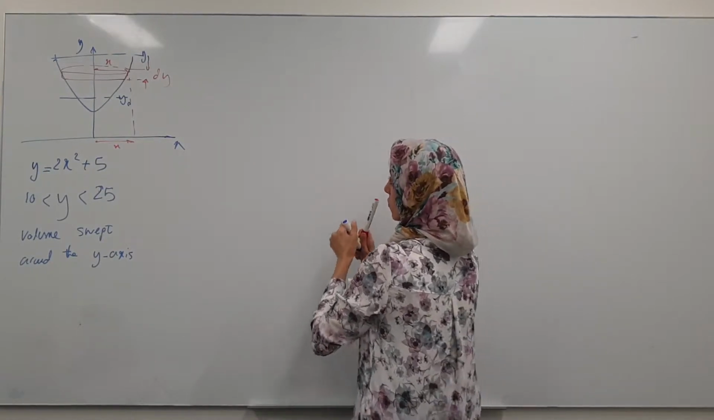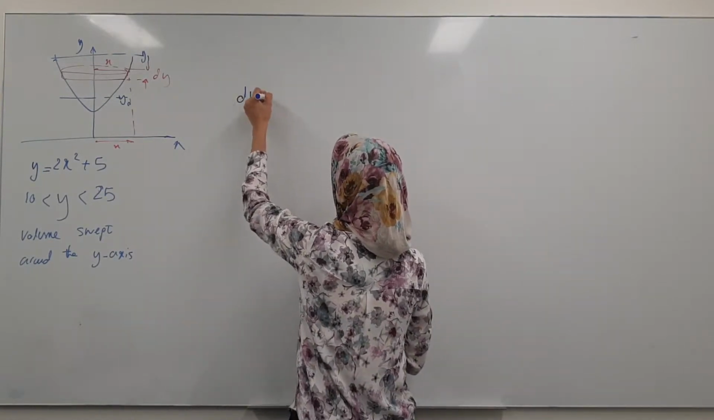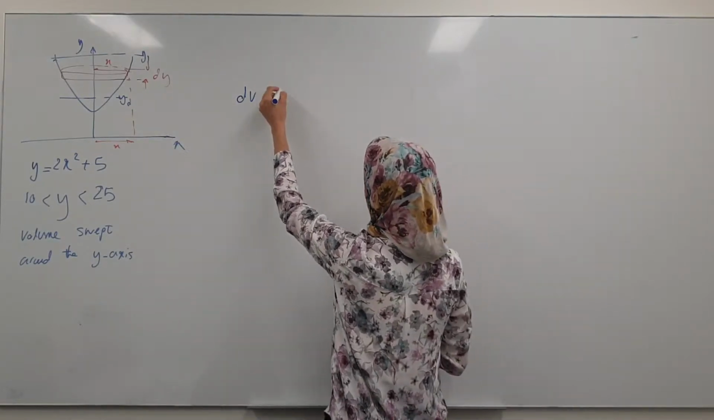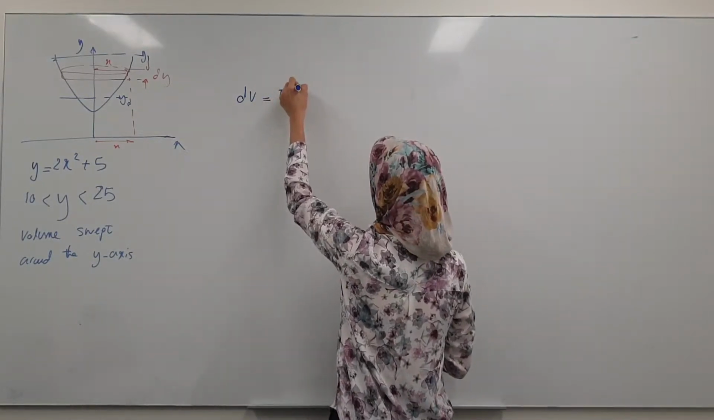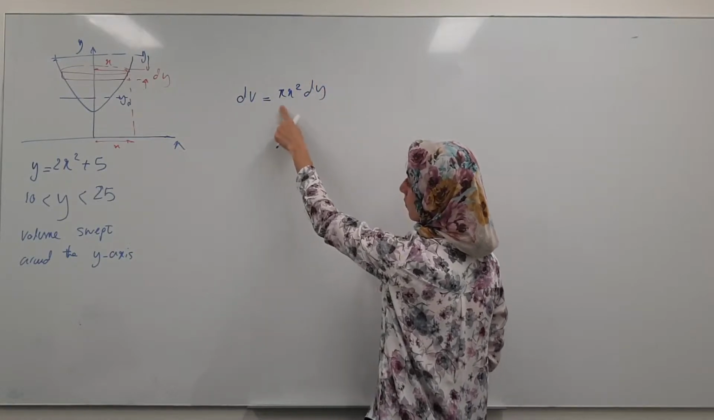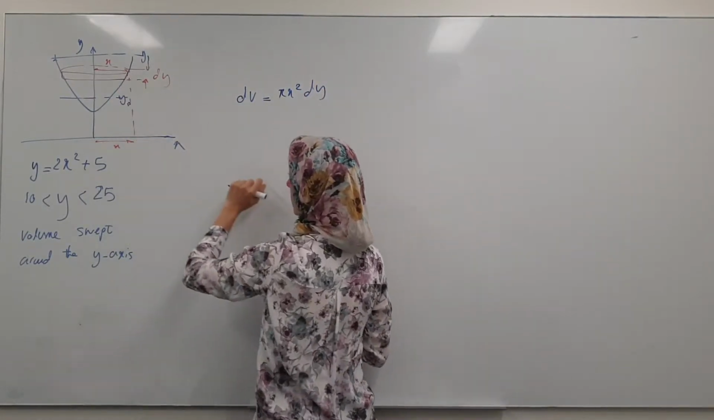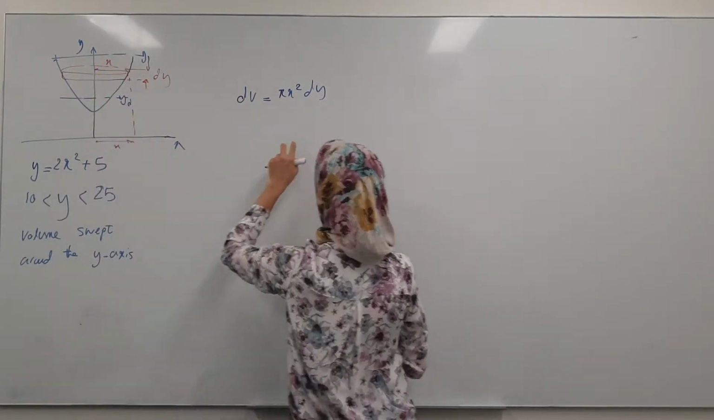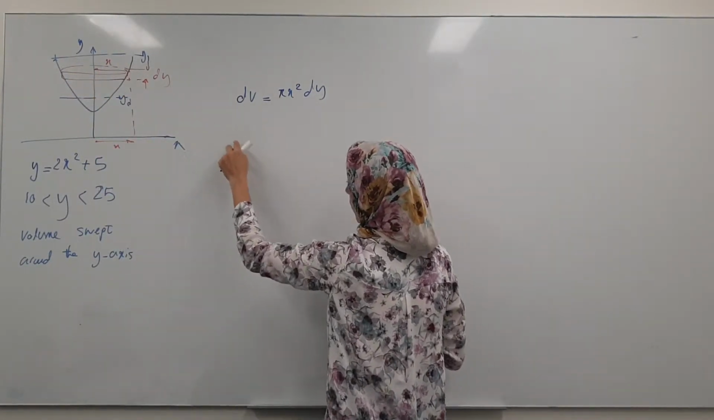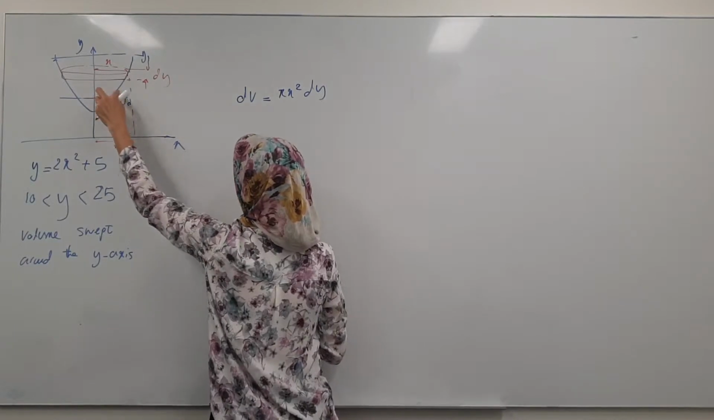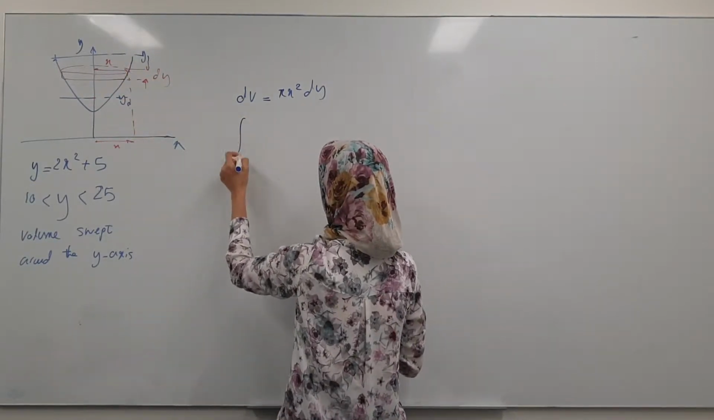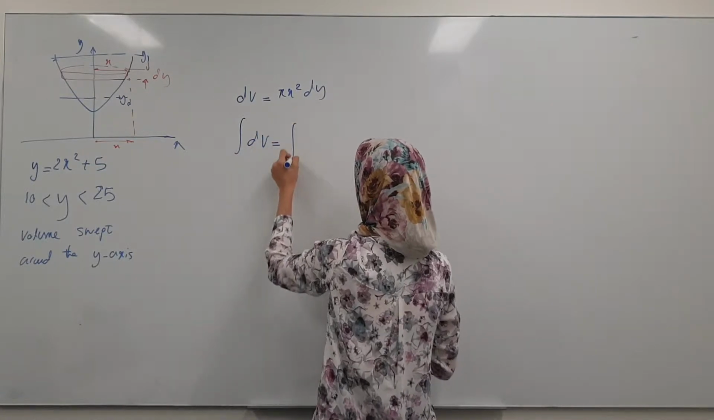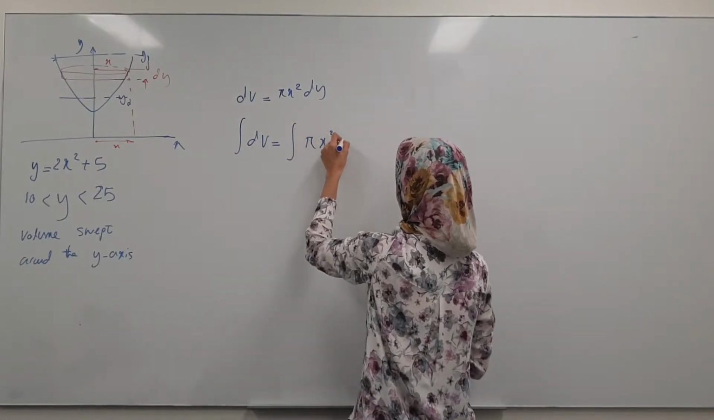If I'm going to write down the volume of this element, we show it as dV equals pi x squared dy. Why? Because this is like a cylinder: the area of the circle times the height. So to find the volume from this point to this point, we have to get the integration of pi x squared dy.